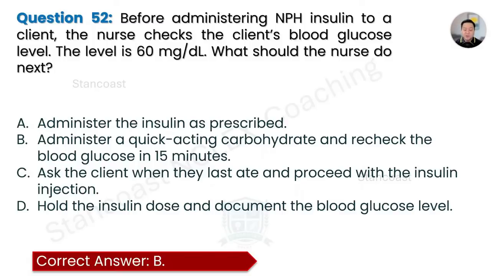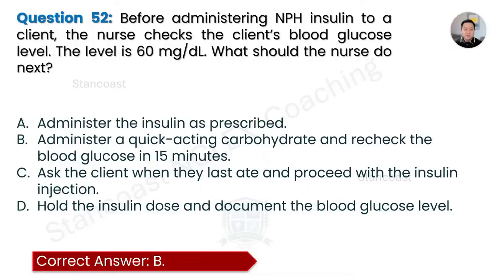So in this test question, you have to prioritize safety and emergency interventions when abnormal values are presented. A blood glucose level that is below 70 milligrams per dL typically signals hypoglycemia. And again, don't forget to take immediate treatment with the use of simple carbohydrates. For letter A, which is an incorrect option, administering the NPH insulin when the blood glucose is 60 milligrams per dL could exacerbate the hypoglycemia and can lead to severe consequences, maybe seizures or possibly loss of consciousness.